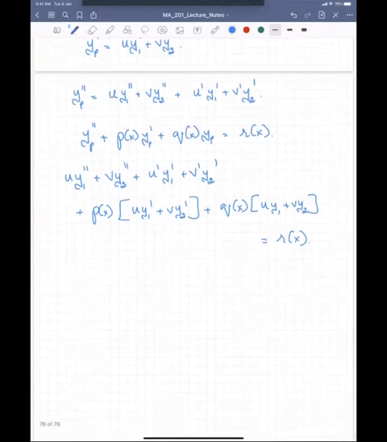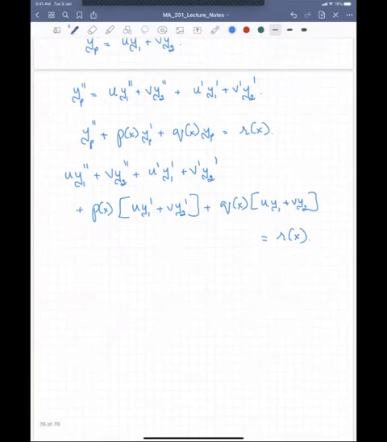Any questions or any concerns at this point? So this is nothing mathematically deep. I'm simply plugging my ansatz into the parent differential equation and demanding that this ansatz solves this equation. Okay, so this will give me a condition on u and v such that this ansatz is a solution.